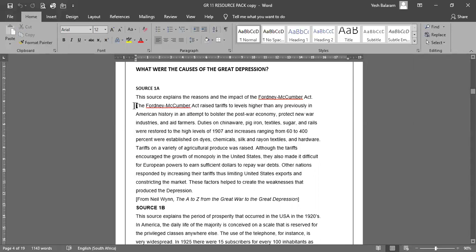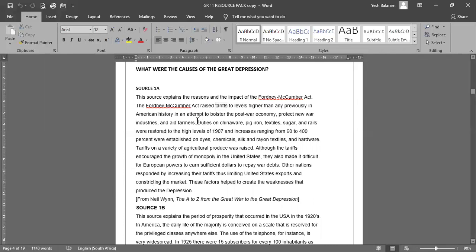The Fordney-McCumber Act raised tariffs to levels higher than any previously in American history in an attempt to bolster the post-war economy, to protect new war industries, and to aid farmers. This sentence tells us that the government decided to increase tariffs. Tariffs could be another word for taxes or rates. In particular, the government decided to increase taxes for importing of goods. And we'll see why in a short while.